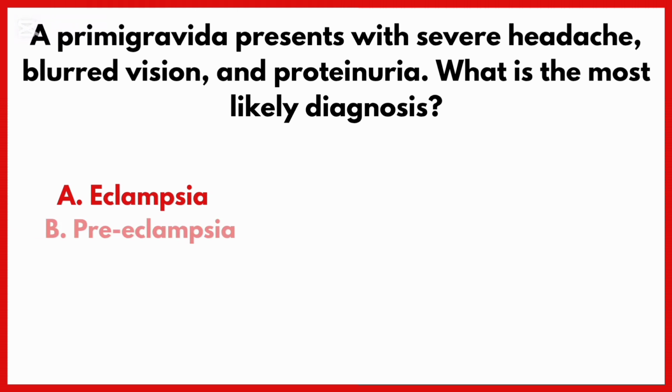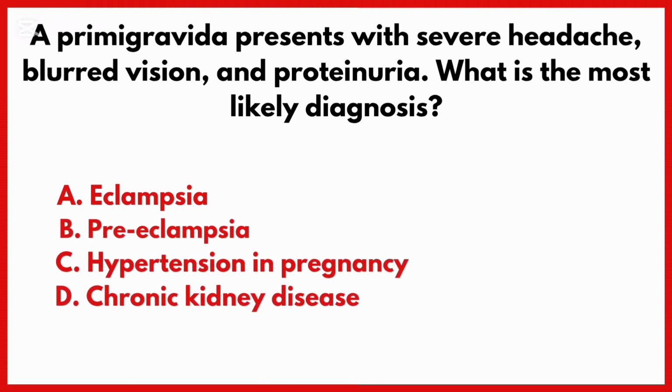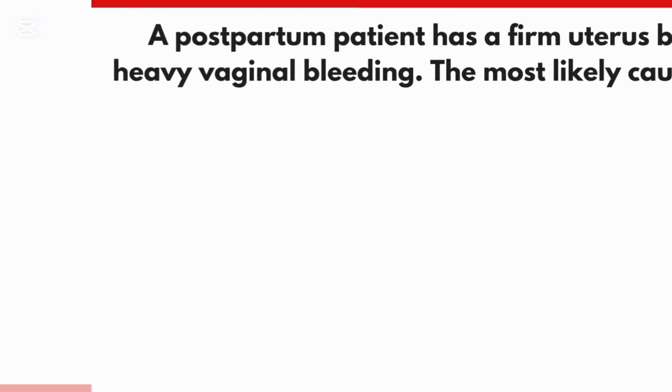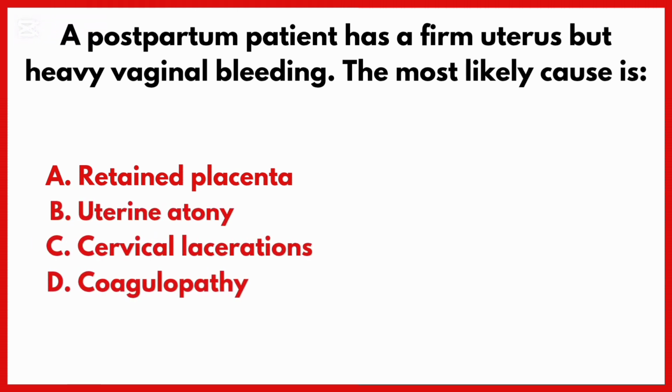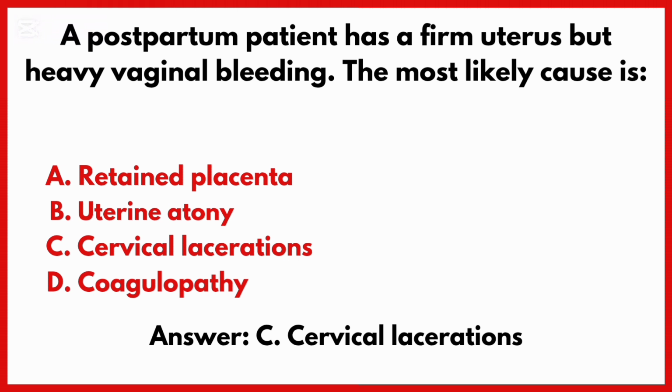A primigravida presents with severe headache, blurred vision and proteinuria. What is the most likely diagnosis? Correct answer is option B, preeclampsia. A postpartum patient has a firm uterus but heavy vaginal bleeding. The most likely cause is. Correct answer is option C, cervical laceration.